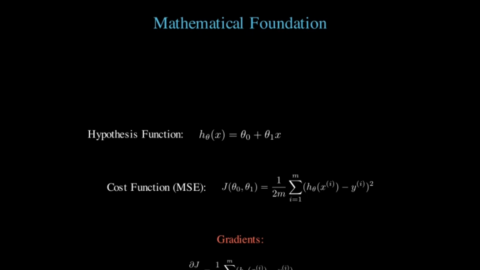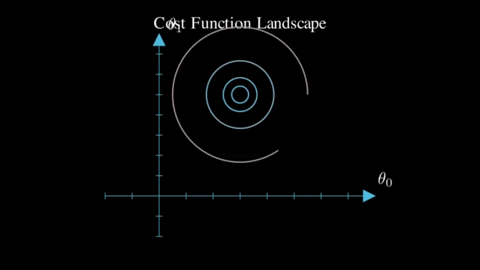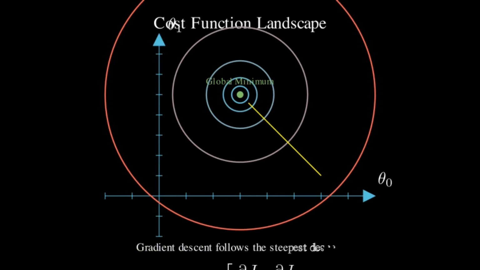Now let's talk about cost function landscape. So it integrates the distance or the error between our predicted and the actual score. So it tells us what the error is, so the lower the score, the better output would be.